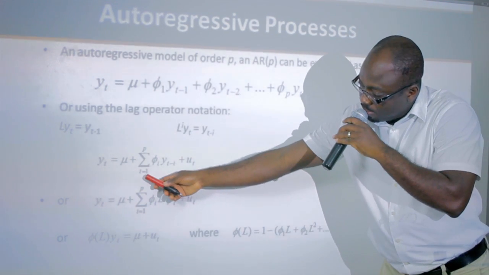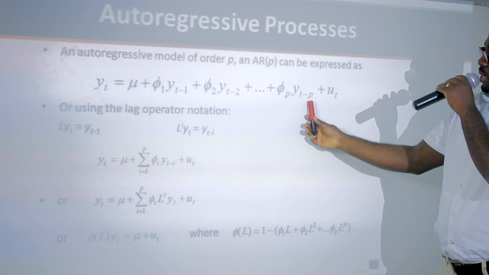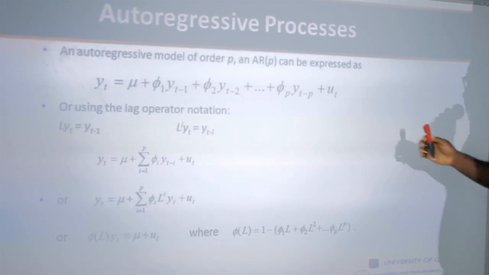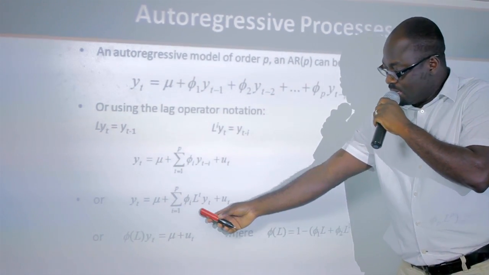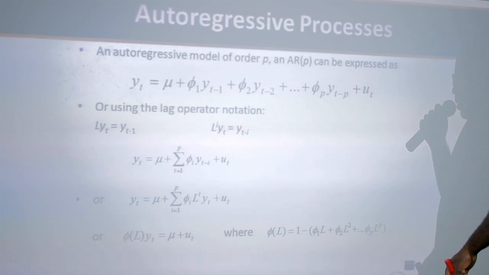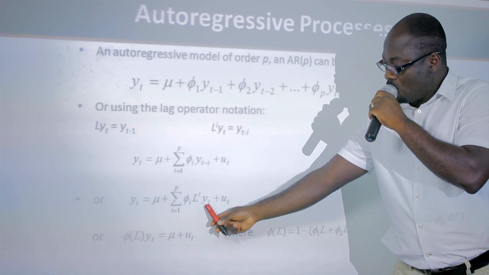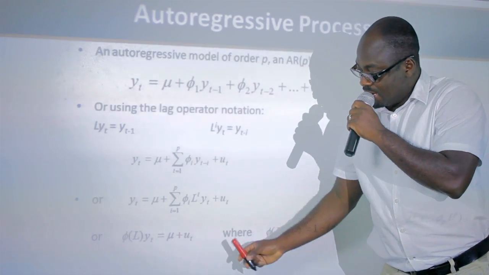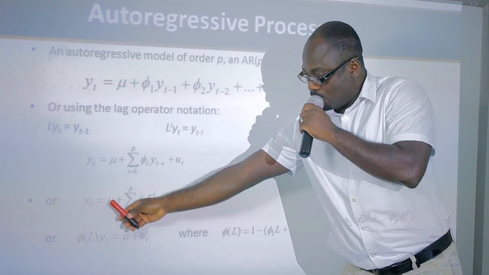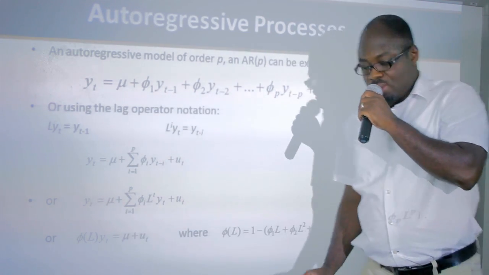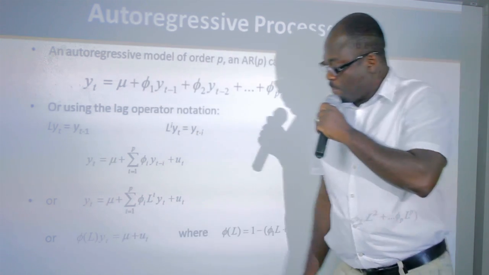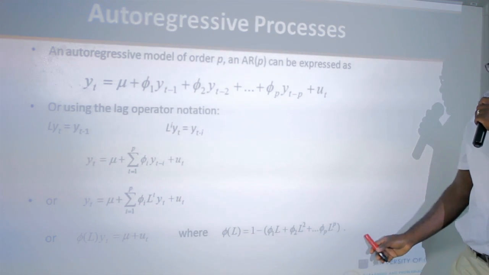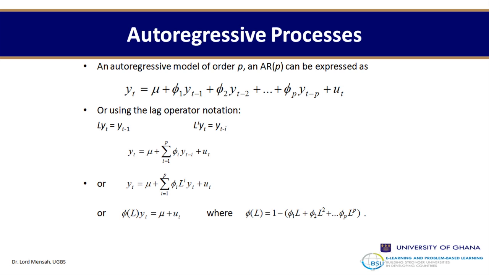And mind you, we sum with i running from 1 to p. So there's a p, that's the p-th order autoregression. Or we can also write it generically in that form, and they seem to be the same. In the end, we can toss all the like terms, so all the variables that contain yt will be tossed to the other side. Then we subtract, and it will be left with mu and ut, which is the error term. So this phi here is nothing but a function of 1 minus phi 1 L, and this determines the root of the series.